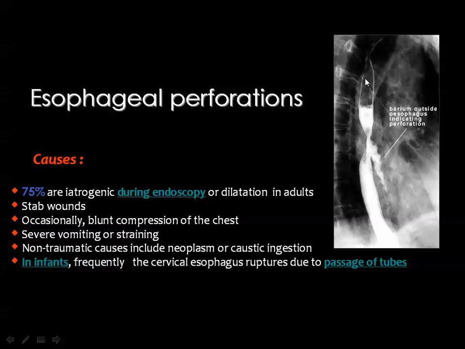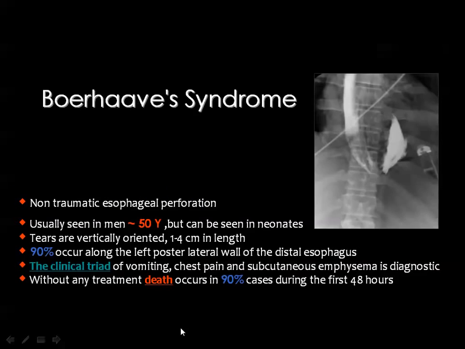Then this is the barium swallow, and you can see the site of perforation with extraluminal passage of the barium into the mediastinum. And this is also esophageal perforation, and this non-traumatic esophageal perforation is usually seen in men around the age of 50 years, but it is also seen in the pediatric age group. The tears are usually vertically oriented and may reach about 4 centimeters in length. 90% occur along the left posterolateral wall of the distal part of the esophagus near the gastroesophageal junction.